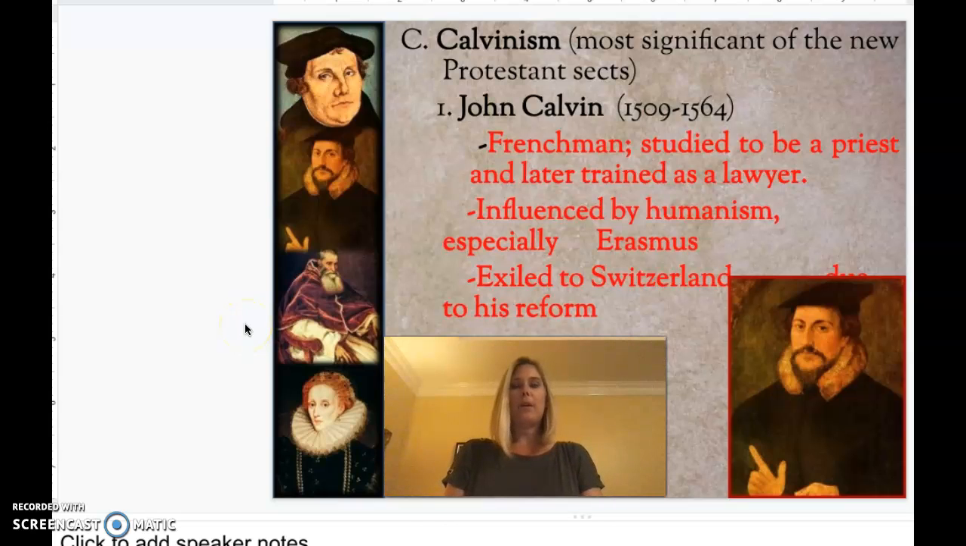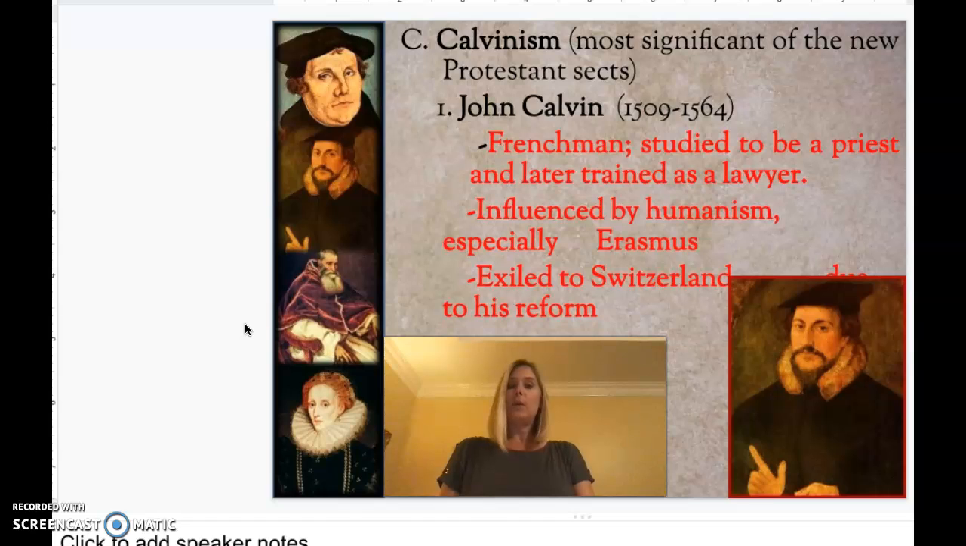First, let's go over some interesting background about John Calvin. We know that John Calvin was French, and he studied to be a priest at first, but later he will train as a lawyer. So very similar to, or I should say the direct opposite of, Martin Luther, who was on the path to being a lawyer and then had the change of heart after the thunderstorm and he became a monk. Okay, so that's a nice little contrast there with Calvin and Luther as far as their backgrounds go.